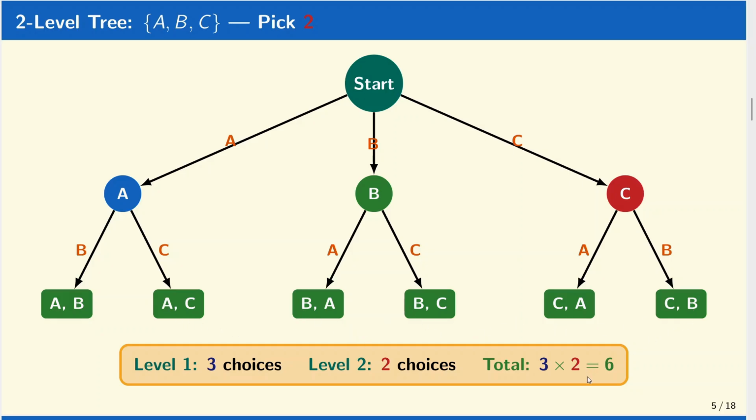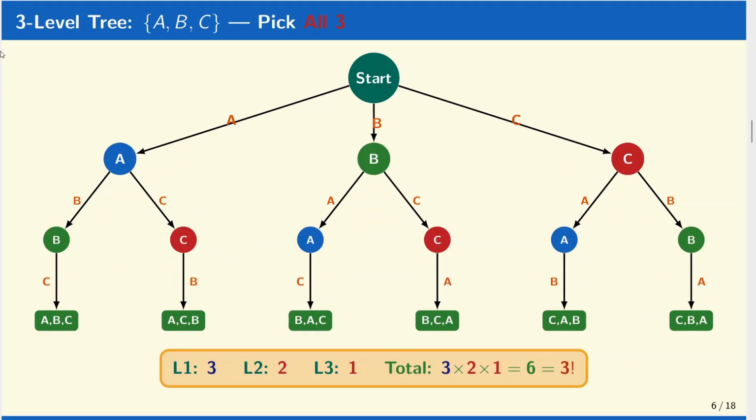Now, let's expand our view and move to step 4. We're going to look at a 3-level tree. We still have the same set of 3 letters, A, B, and C. But this time, instead of just picking 2, we're going to pick all 3 of them in order. We start at the top, just like before. For our first pick, level 1, we have the whole set available. We can choose A, B, or C. That gives us 3 choices.